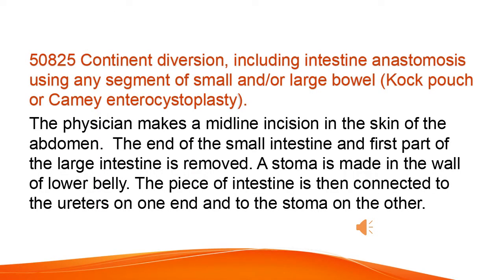Continent diversion, including intestine anastomosis using any segment of small and/or large bowel, Kock pouch or cecoileocystoplasty. The physician makes a midline incision in the skin of the abdomen. The end of the small intestine and first part of the large intestine is removed. A stoma is made in the wall of the lower belly. The piece of intestine is then connected to the ureters on one end and to the stoma on the other.